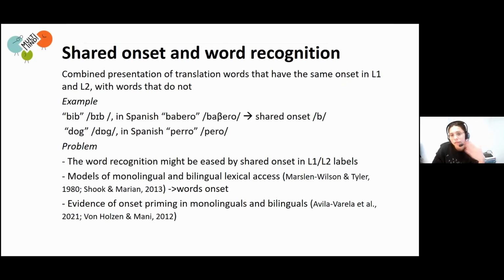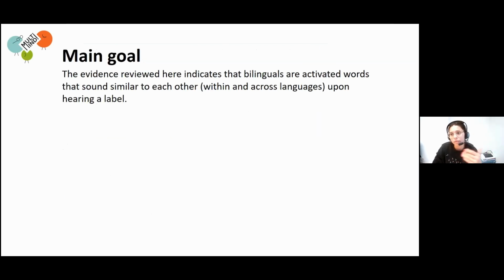Overall, the evidence review here indicates that bilinguals activate words that sound similar to each other within the languages that they know, but also across languages when they hear language. So that means that if we have an English-Spanish bilingual, this child can, upon hearing language, activate similar sounding words in English, in Spanish, and also between them.